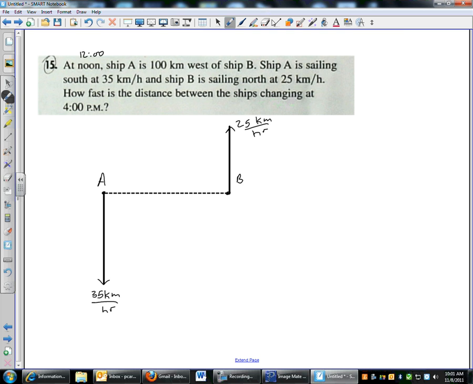The distance between two ships, I'm going to draw that in here. That is this distance right here. This one's a tough one. That's the distance that's changing. I'll just label that D for distance. Are we good? At 4 o'clock.